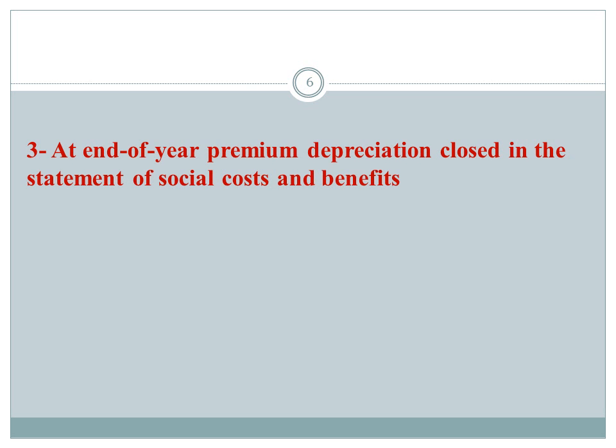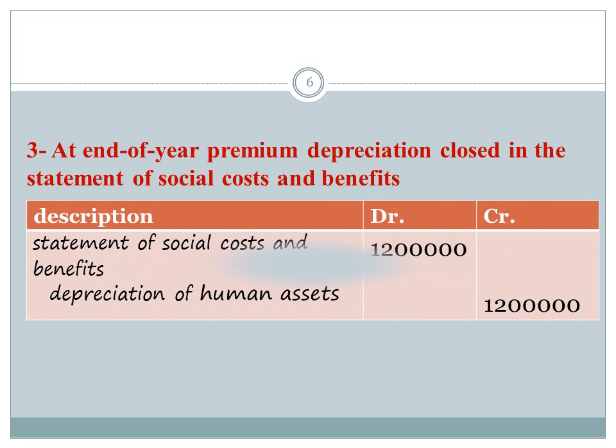At the end of the year, any expenses or revenue should be closed in the statement of social costs and benefits. In the first stage, expense will be in the debit side. When we close this expense, it will be in the credit side. So statement of social costs and benefits in the debit side, depreciation of human asset in the credit side. Depreciation of human asset is an expense. In the first stage, it will be in the debit side. When we want to close this expense, it will be in the credit side.